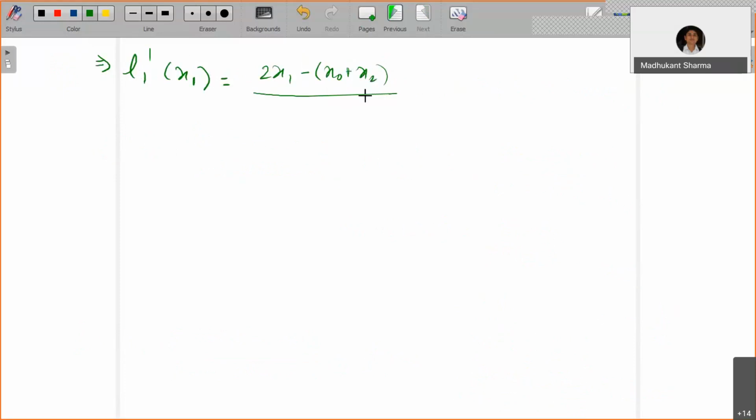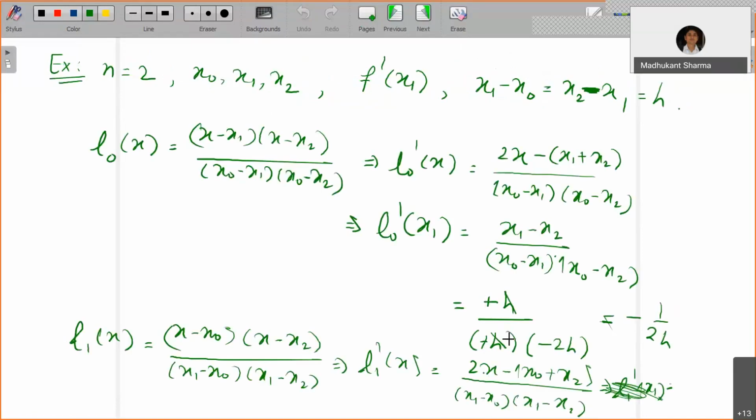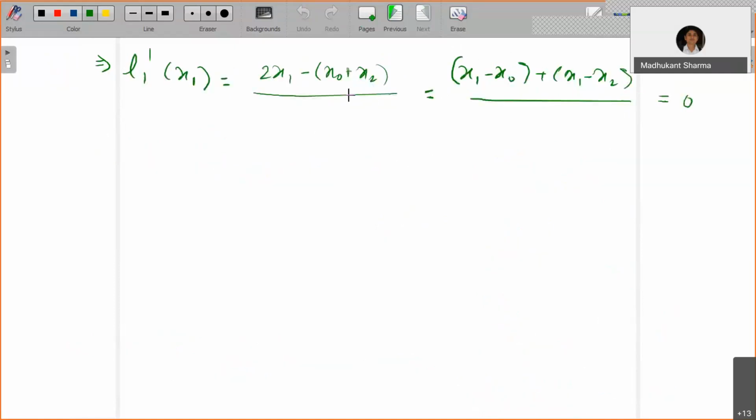Okay, so the numerator is something here, the denominator is something. So you have x1 minus x0 plus x1 minus x2. Now the first term is h, the second term is minus h. So h minus h will come down to be 0. For L1 dash, the numerator is there, and the denominator is x1 minus x0 into x1 minus x2. So x1 minus x0 is h, and x1 minus x2 is minus h. So you have in the denominator minus h square.